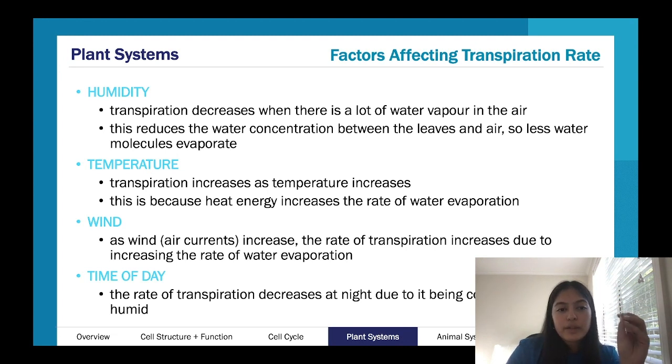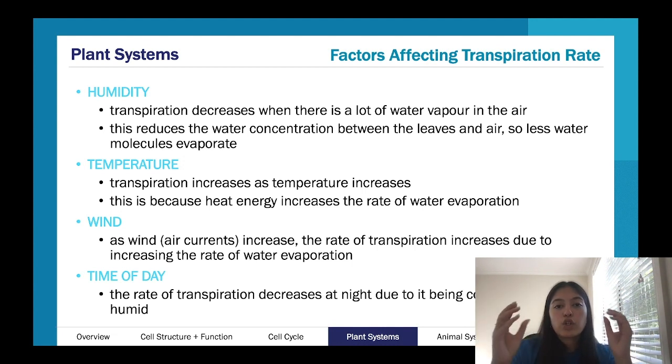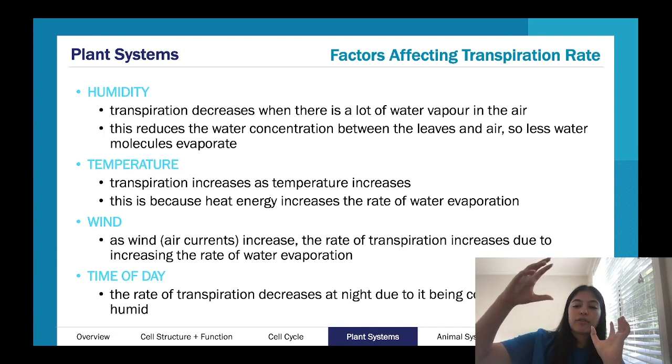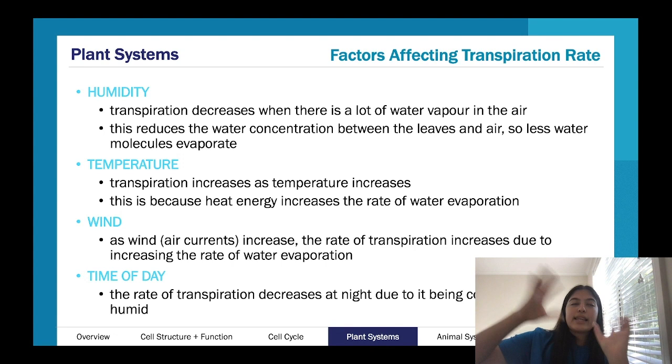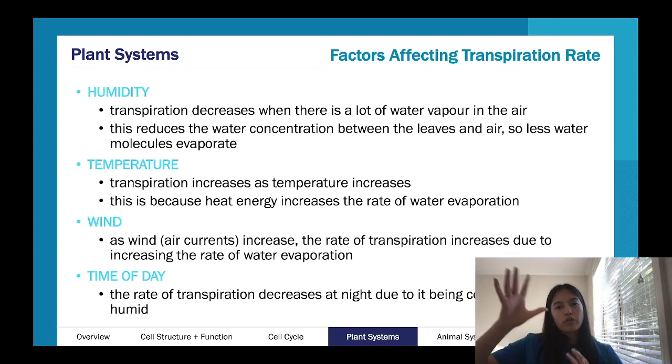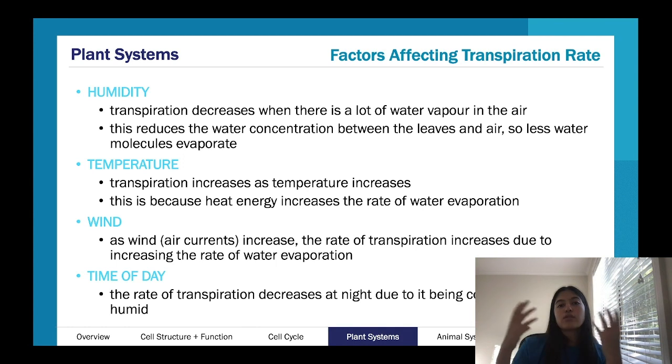So if it's humid, transpiration will decrease because there's a lot of water vapor in the air. Remember that if it's humid, it's hot, but the air is muggy. There's a lot of water in the air, so there's less of a water concentration gradient. When we think about movement from high concentration to low concentration, if there's lots of water in the air, the air outside and the leaves inside have a pretty similar concentration. So less water is going to want to come out of the plant. You can almost think of it like isotonic. So that's the idea there.